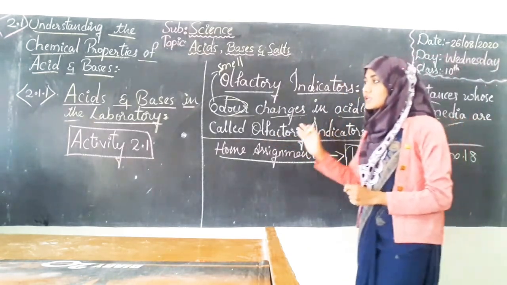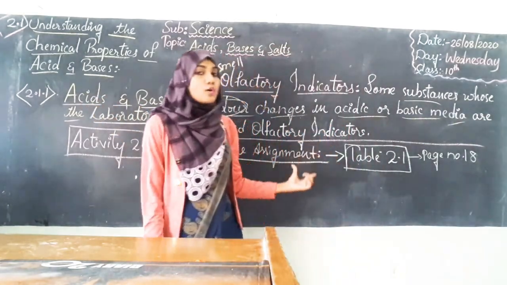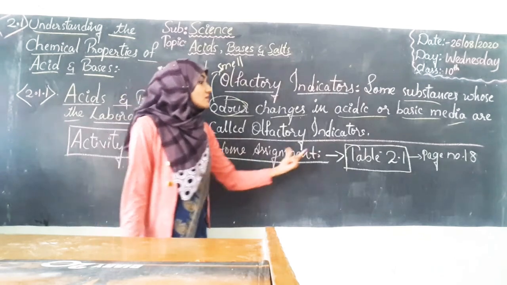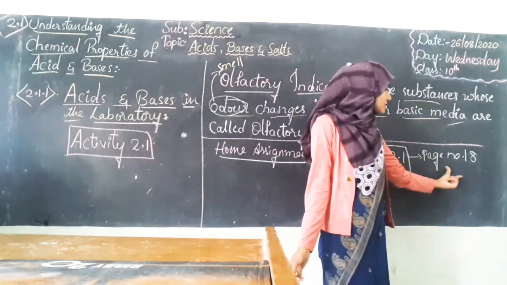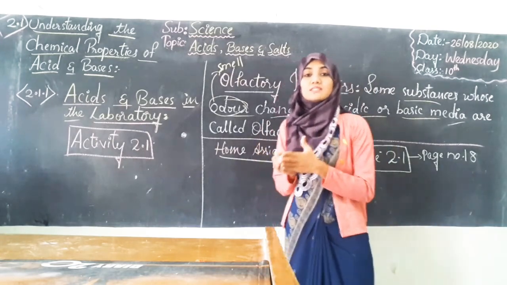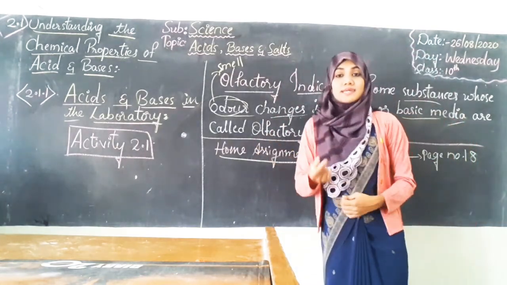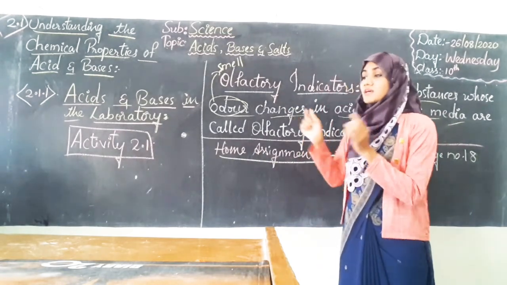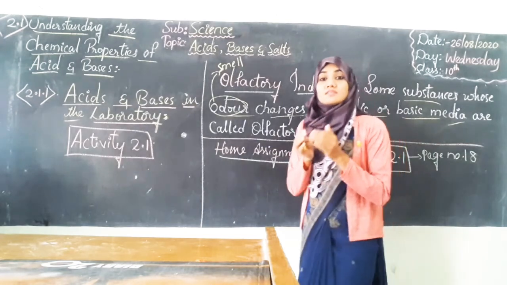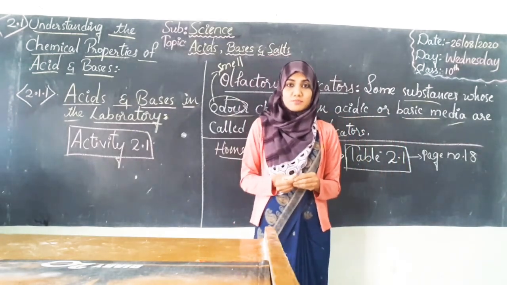So that's all about 2.1.1, and there is a home assignment for you from this class: table 2.1. You can find this table on page number 18. You have to complete that table, which is based on the digital activity from the video that we conducted today. Complete that table and submit it online to my WhatsApp number.